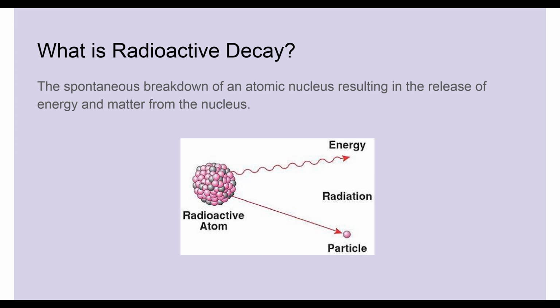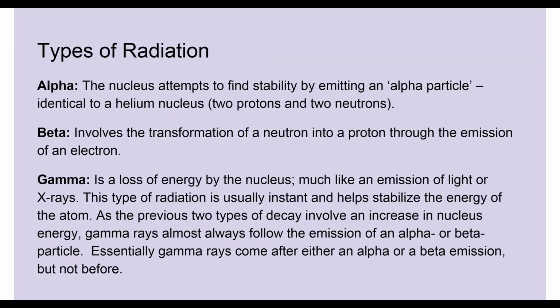So building off of this, what is radioactive decay? Well, radioactive decay is the spontaneous breakdown of an atomic nucleus resulting in the release of energy and matter from the nucleus. So if we have some sort of atom that's considered radioactive, energy can leave it, and generally there's some form of particle that also leaves. Because the particle leaves, there's energy released, which is radiation. And we'll talk about why this specifically needs to happen.